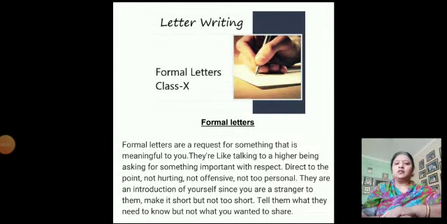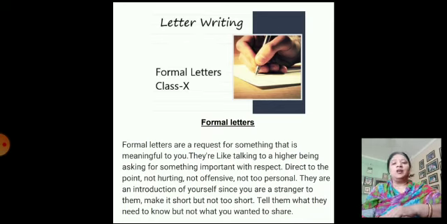Namaste students. Today we will be learning one of the important topics of class 10th of writing section, that is letter writing. As we all know, writing letters is one of the most important sources of communication or expressing the feelings towards others. Since ancient times, letter writing was a part of life.